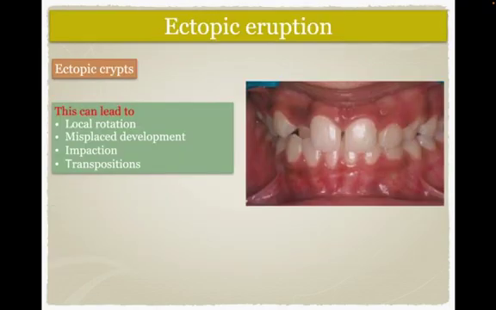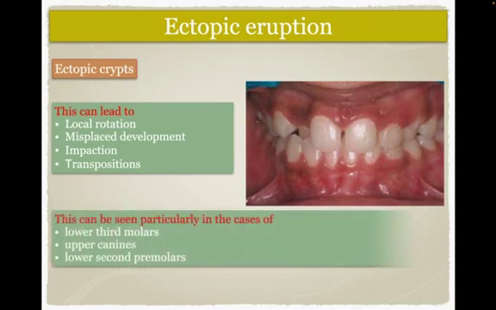Now, what is the cause of ectopic eruption? Sometimes it's an ectopic crypt, where the whole crypt is positioned in an abnormal position. That may be because of pathology or maybe because of genetics. This crypt is not in the normal position. And that can lead to rotations, maybe if the tooth erupts, misplaced development, impaction if it's far away and the tooth didn't make it to erupt, and sometimes transposition if the tooth erupted exchanging position with another tooth. We call it transposition. We're going to cover it later.